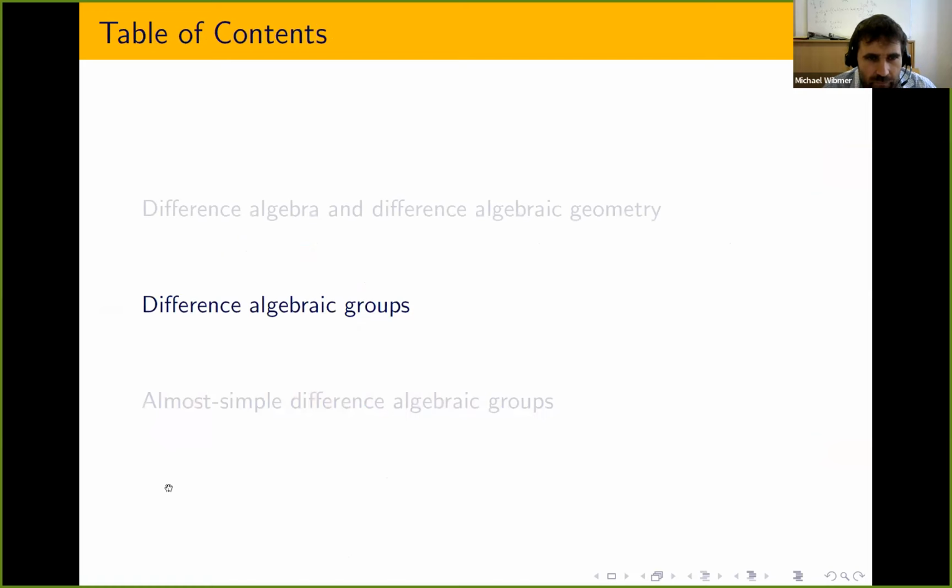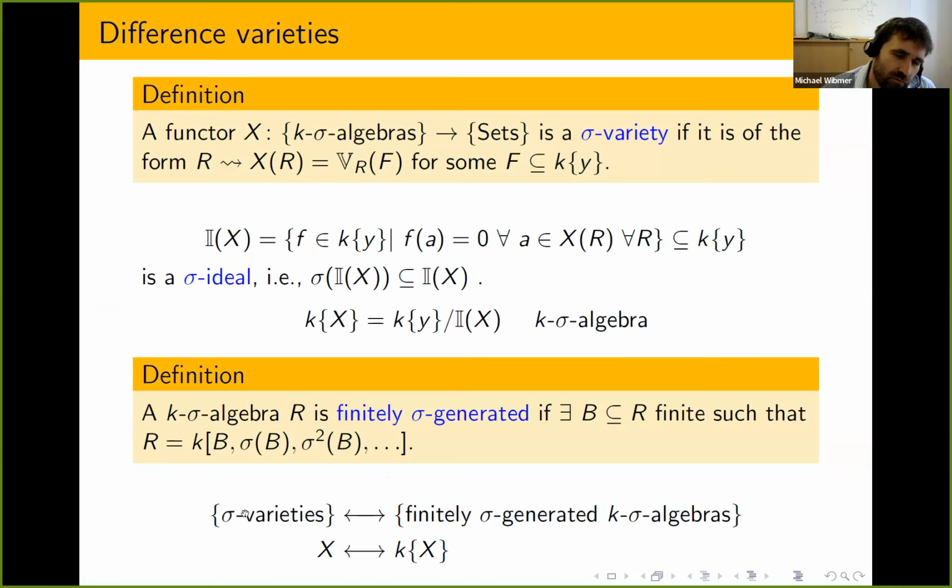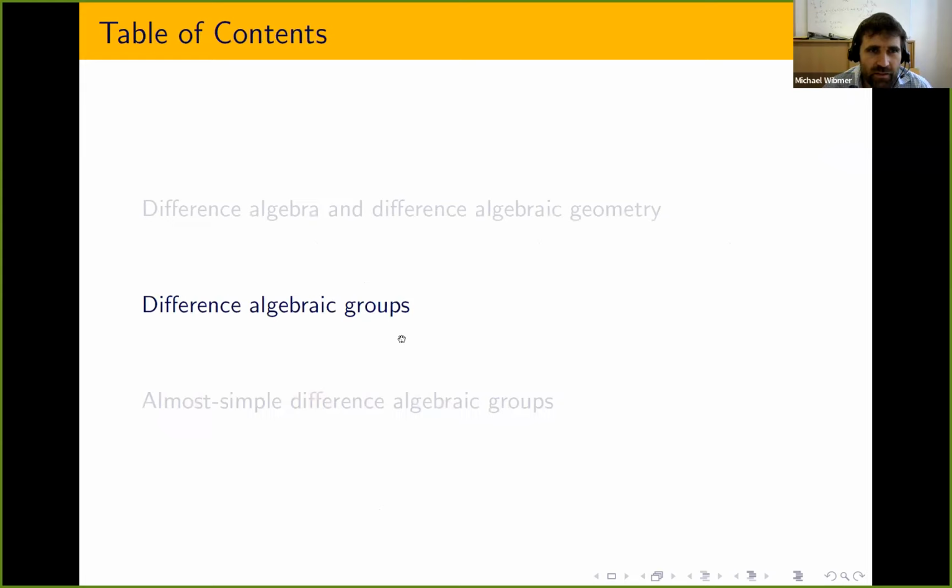So there is an equivalence of categories between difference varieties and finitely generated K sigma algebras. It's given by this construction of the difference coordinate ring. So the moral is simply that all the information contained in my difference variety can be encoded in this purely algebraic structure of a finitely generated difference algebra.